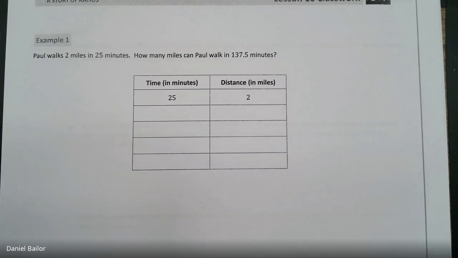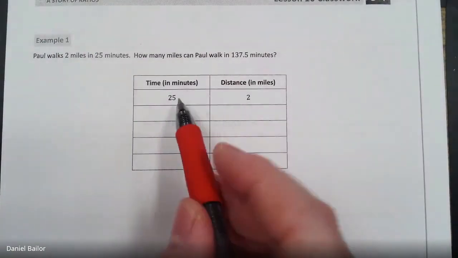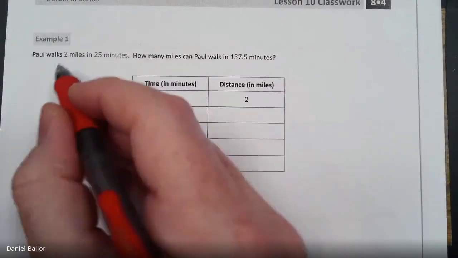Well, for this problem, we're going to assume that Paul's speed stays constant. That he doesn't slow down, he doesn't speed up, he doesn't stop for an ice cream. He always does 2 miles in 25 minutes. So we're going to say Paul's speed is constant, which means it's not going to change. So one way we can do this is we can fill in a chart like you see in front of you. We know that in 25 minutes, Paul walks 2 miles because it says it right here.